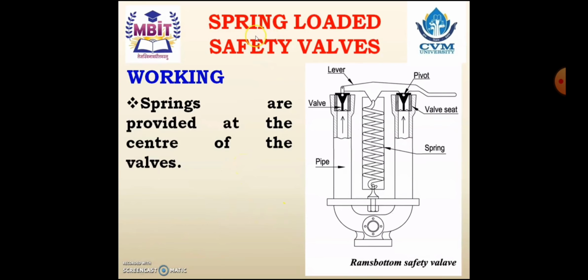The next valve is the spring loaded safety valve. This is the sketch for the spring loaded safety valve. Another name for this is the Ramsbottom safety valve. You can see, springs are provided at the center of the valve. So these are the two valves, valve 1 and valve 2. These valves are connected to a lever and this lever is connected to a spring. And the tension in the spring can be adjusted using this nut.